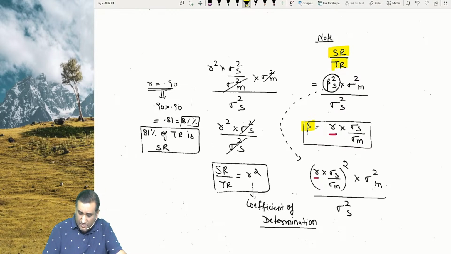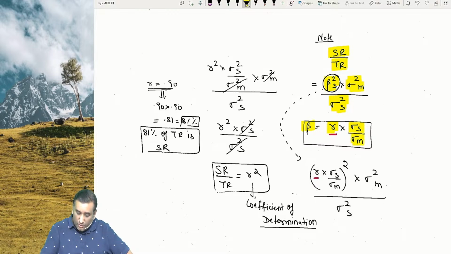Systematic risk as proportion of total risk. Systematic risk formula is what? Beta square of a security, standard deviation square of a market. Numerator is systematic risk. Total risk is standard deviation square of a security. Total risk is nothing but the security only. Beta formula is one of the formulas: beta is R into standard deviation of security divided by standard deviation of market.